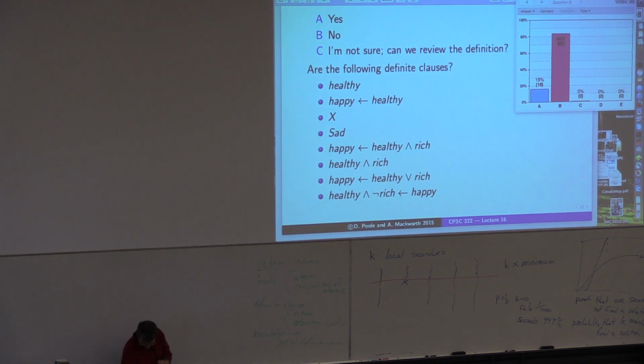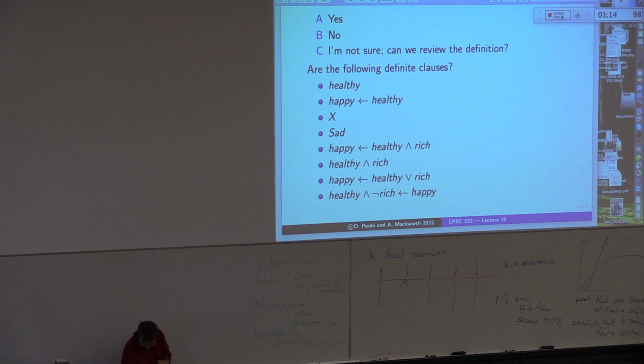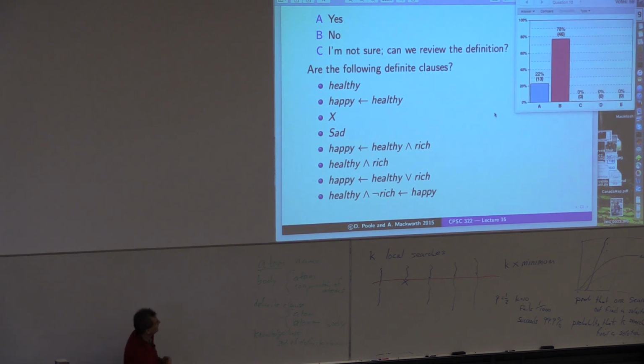What about, let's cross this out, let's do this other one. What about healthy and not rich if you're happy? Are we allowed to write that? And the answer is no, we can't write that. We can only have an atom in the head.